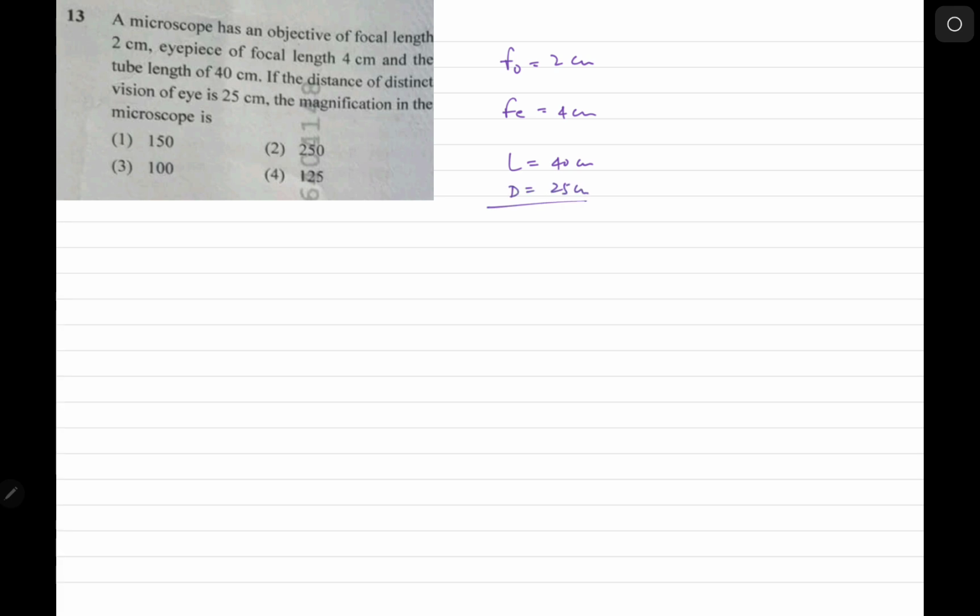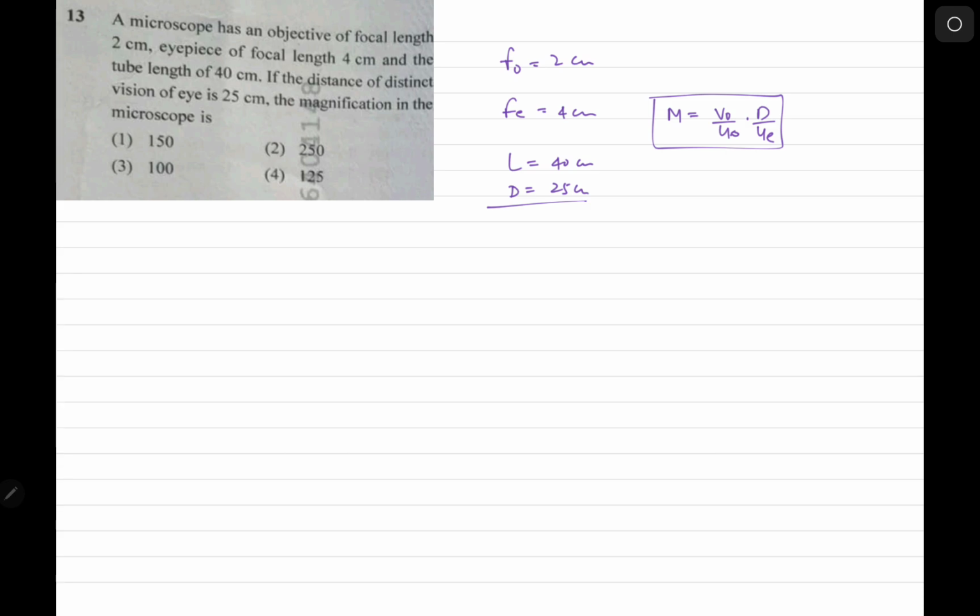Now they're asking magnification. I feel like there should be some more clarity, because the magnification formula of a compound microscope is V naught by U naught into D by UE. That is the generalized formula. But from here, if we use these VO and U values, we will not get the answer as per the options, because all the options are natural numbers only.